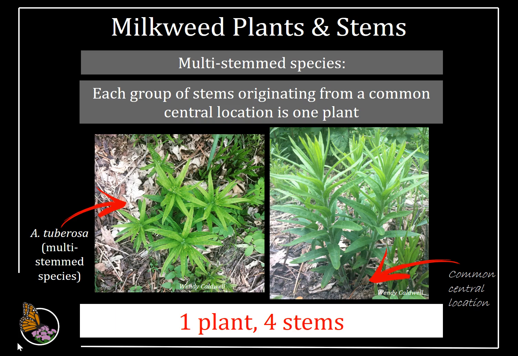Butterfly weed, or Asclepias tuberosa, plants often have multiple stems. The stems originate from a central location in the soil as pictured here. In this case, we would count the butterfly weed as one plant with multiple stems. Here is an example of a multi-stemmed tuberosa plant. In this case, it would be one plant with 4 stems.